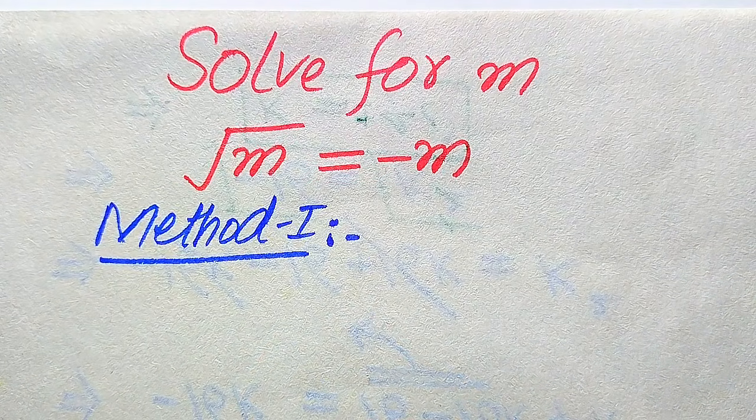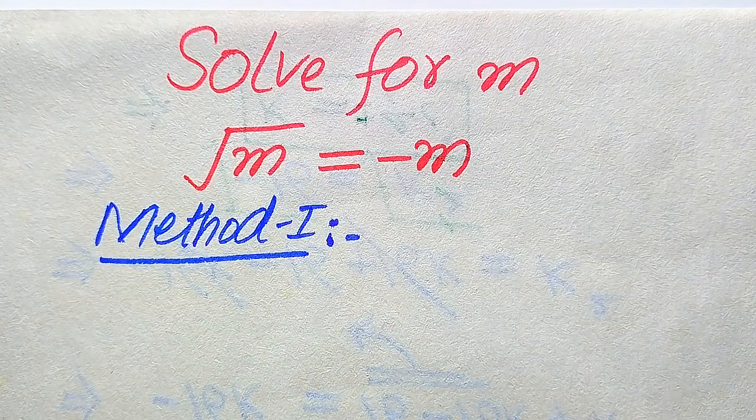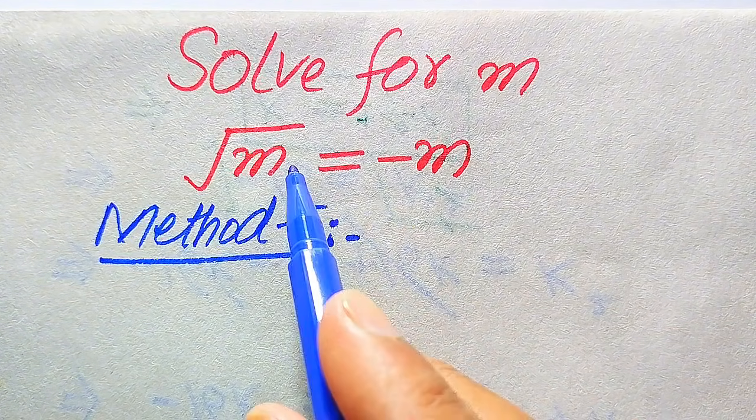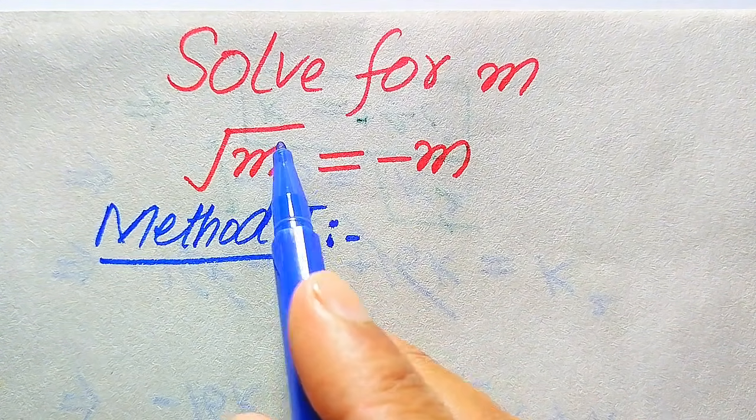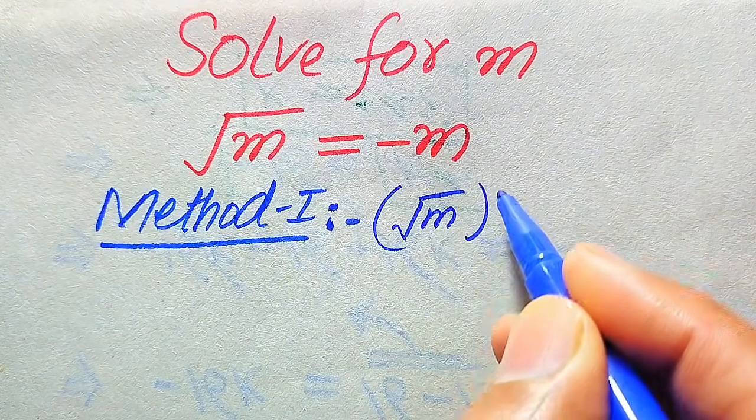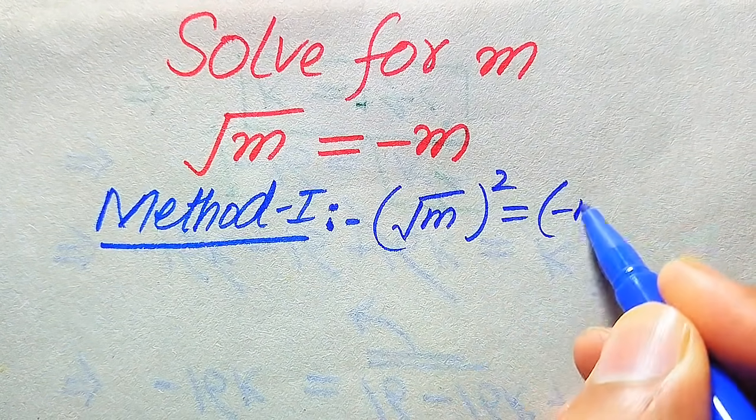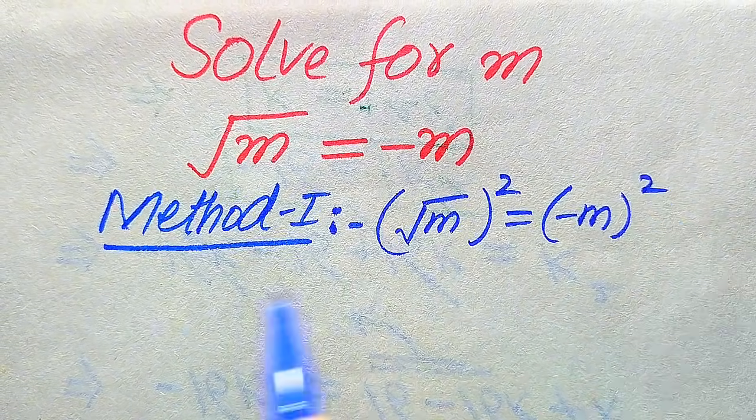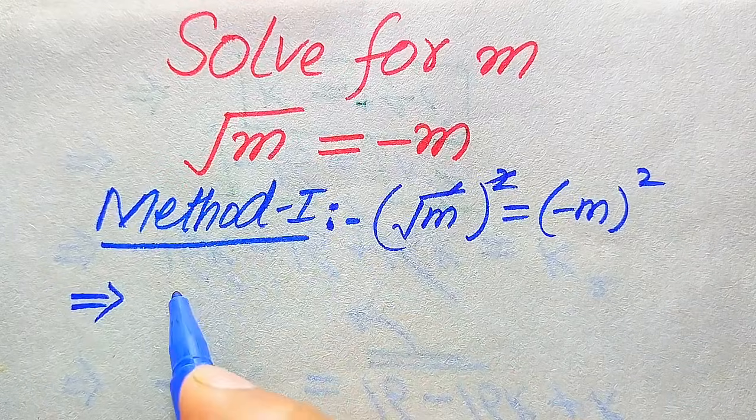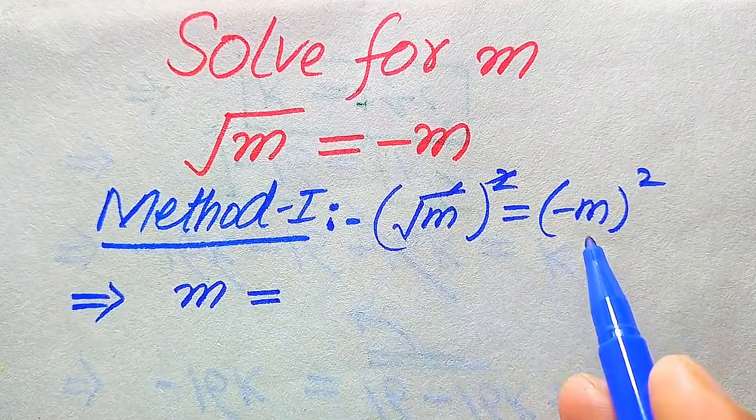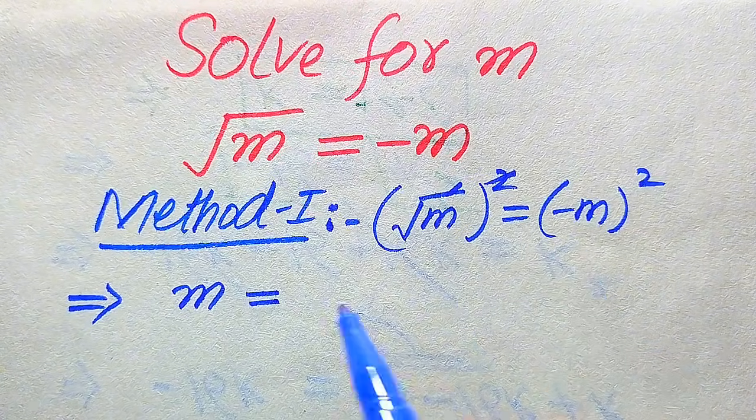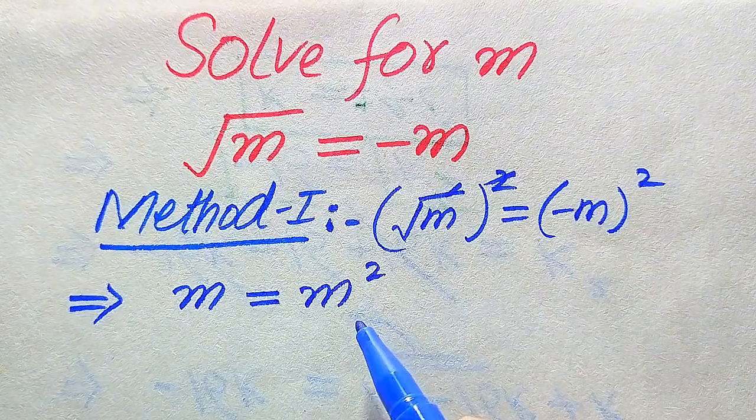And now we move toward the solution of this problem with the first method. In the first method, we just square both sides in order to remove the square root sign. When we apply squaring, it is written as the square root of m, whole squared, equals minus m, whole squared. In the next step, the square and square root are gone, and we get m equals, you see that this is the square of negative m, which becomes positive m squared.